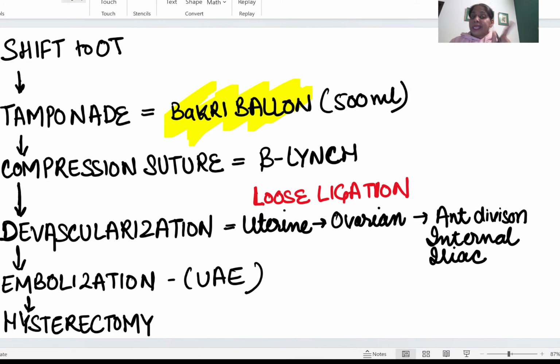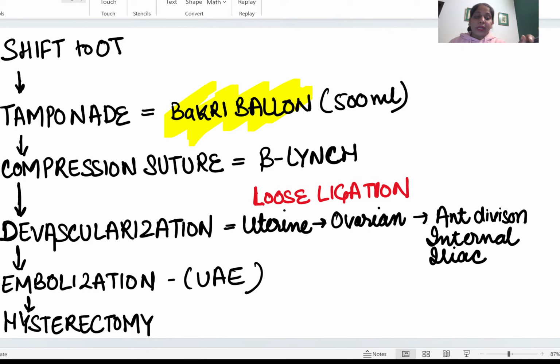The second procedure which we are going to do in the OT, if the tamponade also fails, is compression suture. That is the B-Lynch. All of you know this. All of you know these compression sutures, B-Lynch sutures, you all do write in the quiz. So I haven't discussed it here in detail.